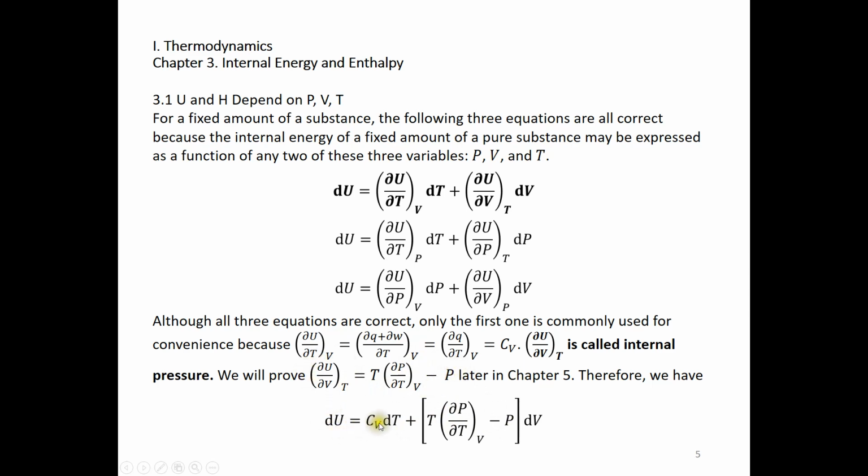And the dU is simply C_V dT, so this part is C_V, and this part is delta U over delta V. We are replacing this delta U over delta V with this part, T times delta P over delta T minus P.